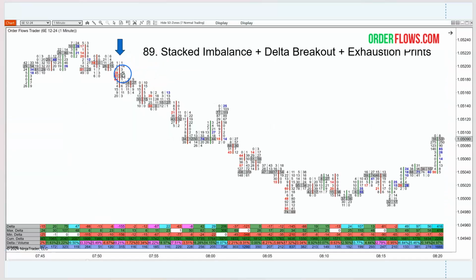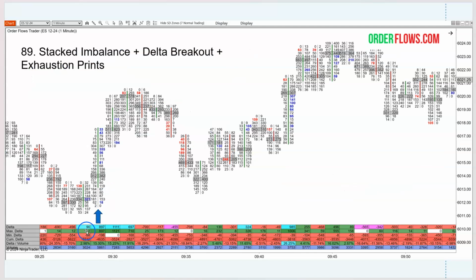Okay, so here's your stacked imbalance. Here's your delta breakout. It goes from 8 to 155. And obviously your exhaustion print, 1. Okay. Here's your delta breakout. Goes from 90 to 897. Now this one I have stacked imbalance of 2, right? 1, 2, another 2 up here, right? And my exhaustion print of 2 at the bottom of the bar.